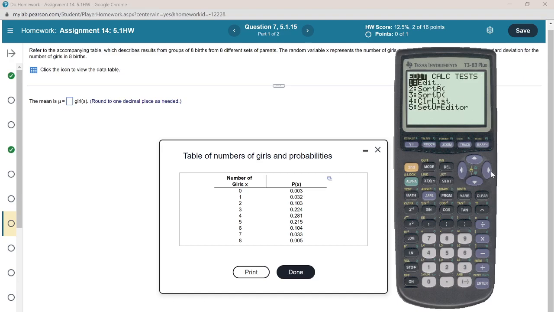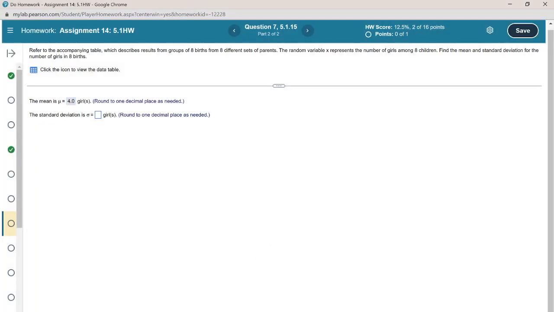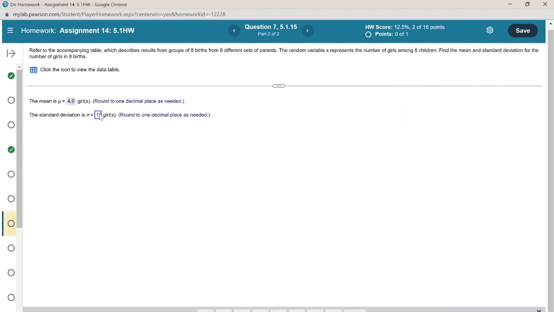We can go to the stat, go to the calculation here, calc, second item, one variable, enter. Okay, one more time, let's clear it. Stat, calc, 1, and we are using data from L1, and just use second and 2. So it's using data from L1 and L2, and if you enter it, it gives you the mean, which is 4.004. But you have to round it to one decimal place, so it's 4.0 or 4. That's the mean. And the standard deviation, as you can see, is sigma x, which is 1.407. If you round it to one decimal place, it would be 1.4.